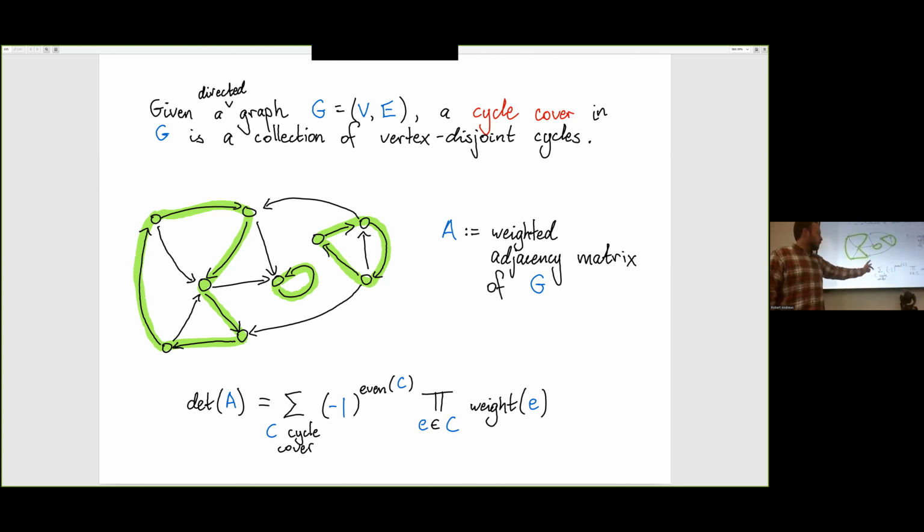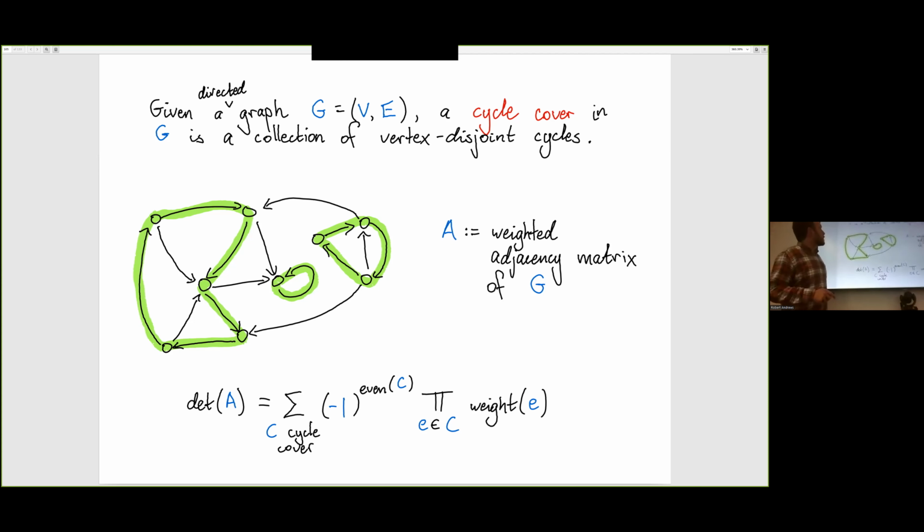Well, if you just think about what is the determinant of A, you have one term for every permutation of the vertices. The permutation induces a cycle cover. And well, what are the terms? It's all the edge weights. You're taking a product of the edge weights in that cycle cover, right? So this is exactly the determinant of this adjacency matrix.